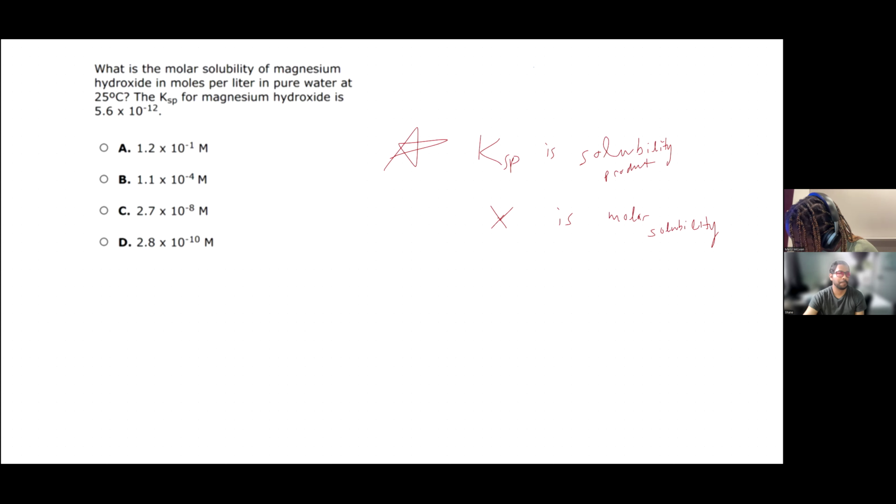Wait, I'm a little goofy. Is it 1.6 for 5.6 divided by 4? Okay. X cubed equals 1.4 times 10 to the negative 12, and then we'll multiply by 1/3 both sides. 12 divided by 3 is 4.